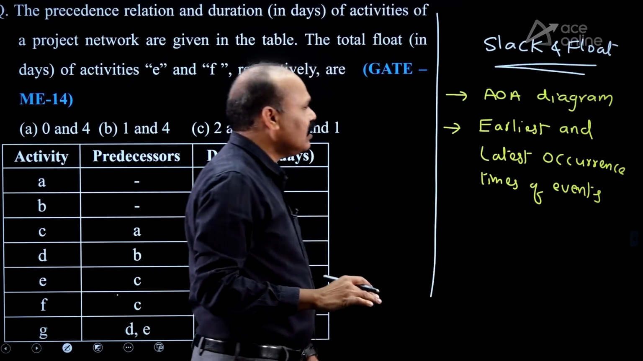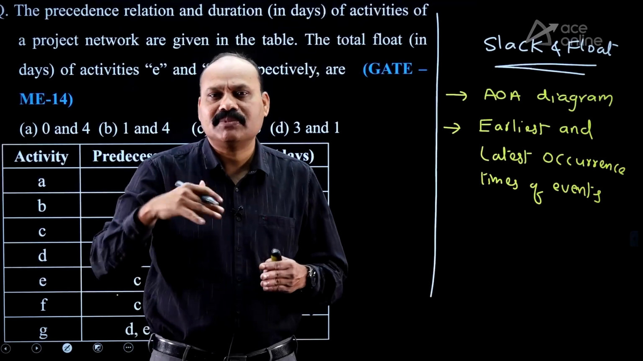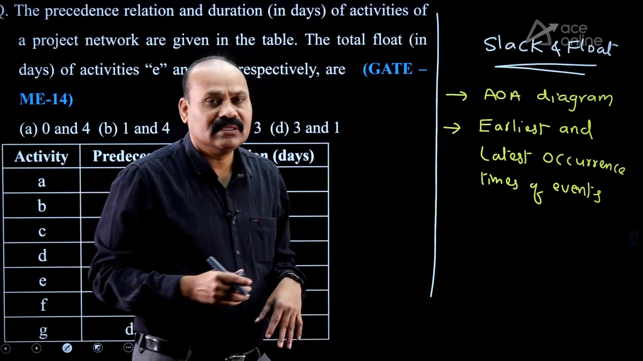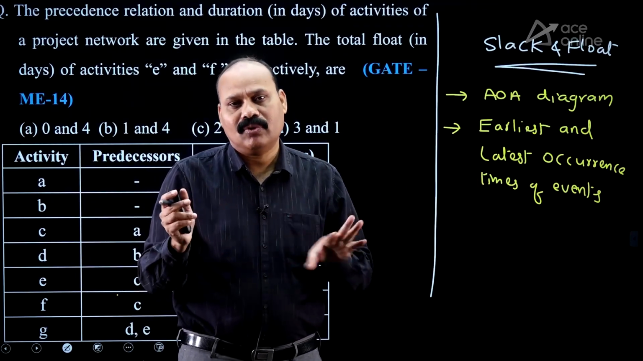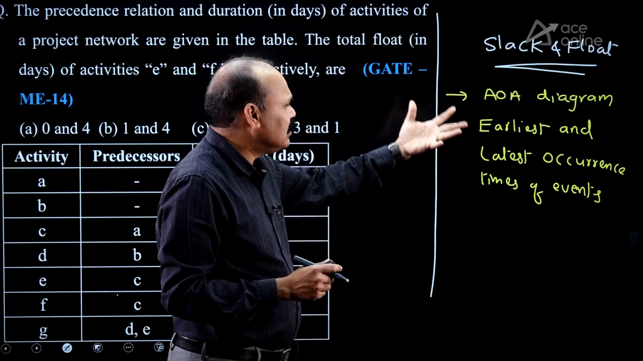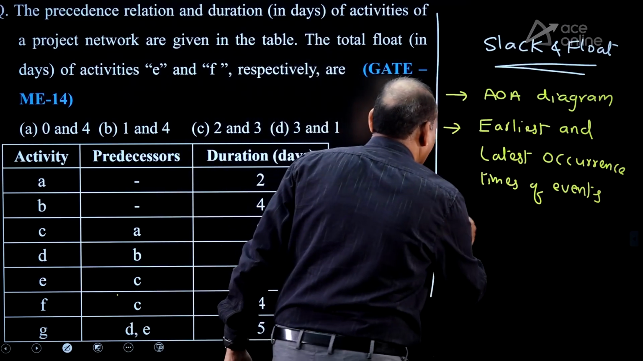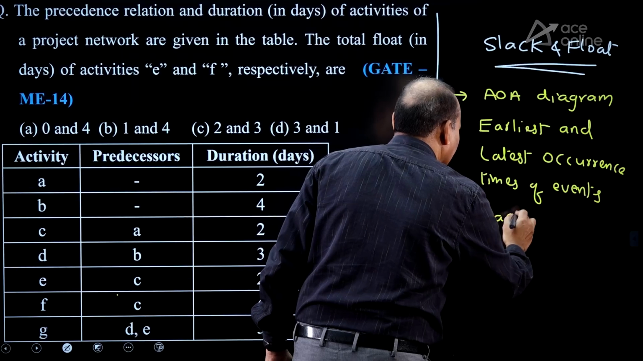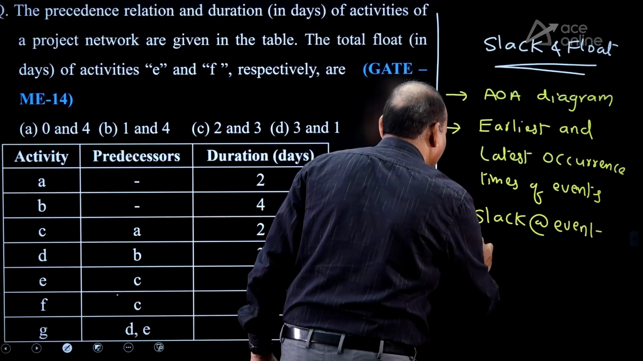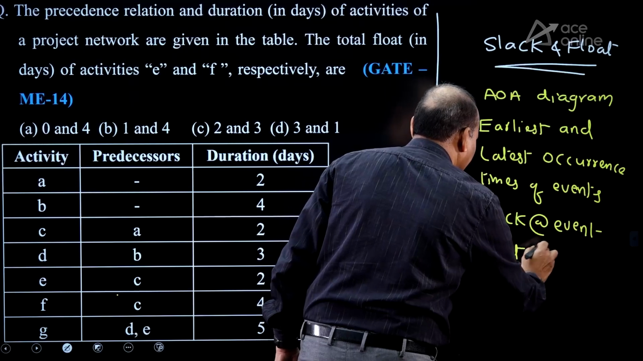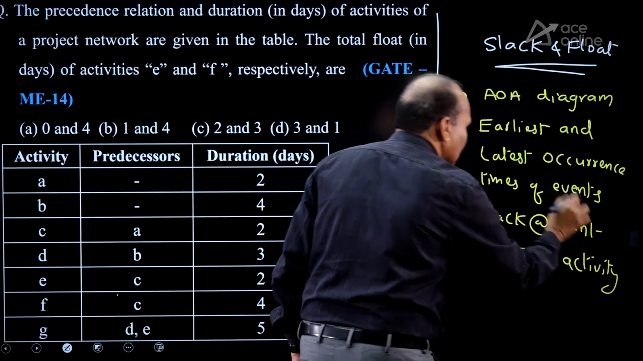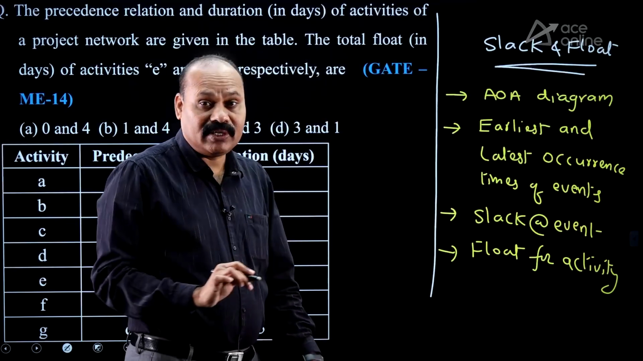So compulsory, the earliest and latest occurrence times of events we have to find out. Then only we can get the slack or float. If the question is slack or float, slack is generally calculated at an event, float for an activity. Okay, the word slack is used for event, float is used for activity.